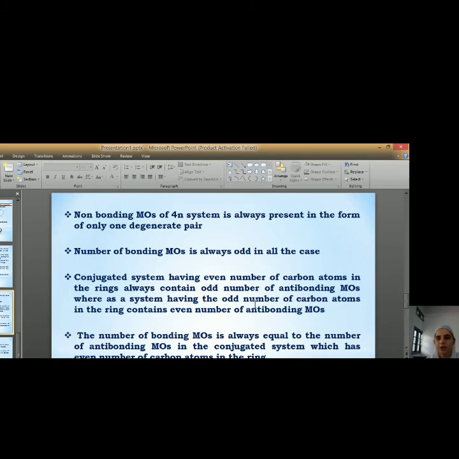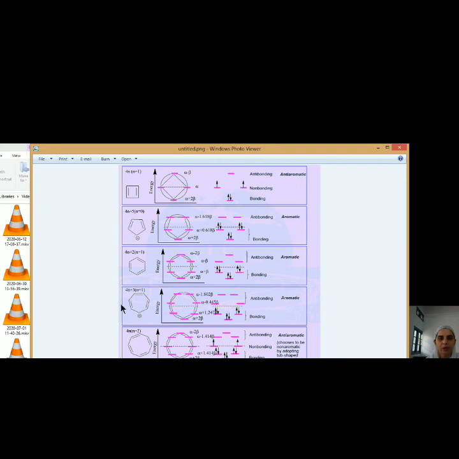Whereas a system having an odd number of carbon atoms in the ring contains an even number of anti-bonding MOs. So in case of odd membered systems, in this case we have 2 anti-bonding, and in this case we have 4 anti-bonding orbitals, which comes out to be even.